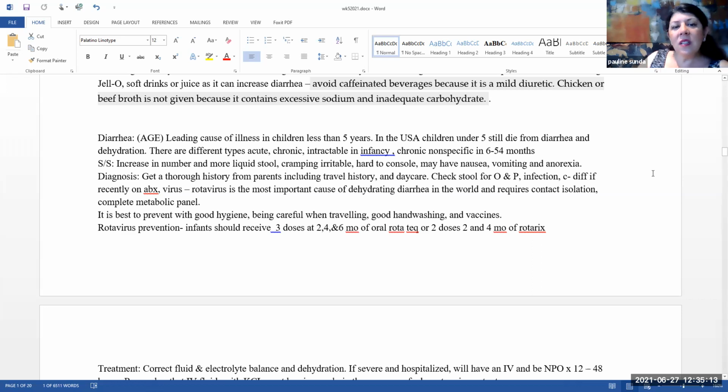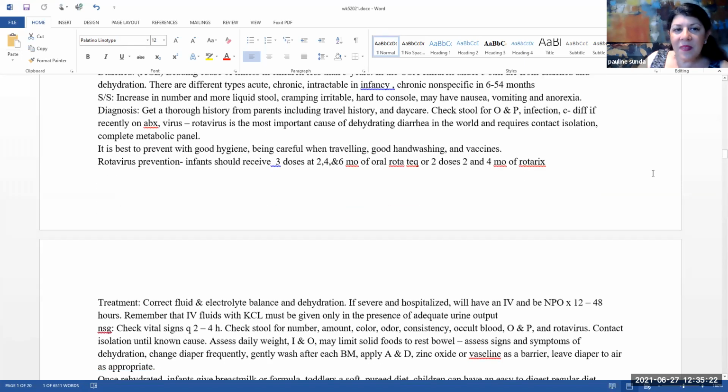Signs and symptoms, in general, it's an increase in number, and more liquid stool. They can also have cramping, irritability. They are hard to console. They may have nausea, vomiting, and anorexia.